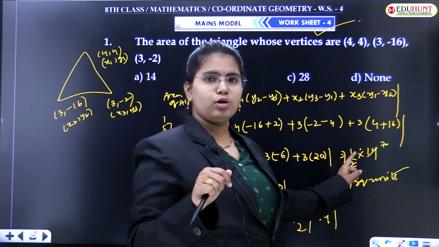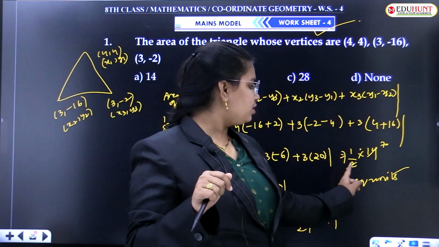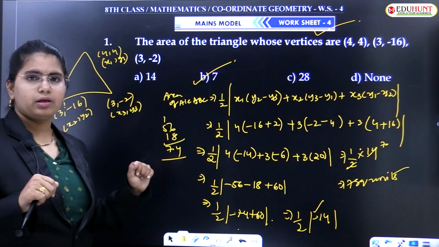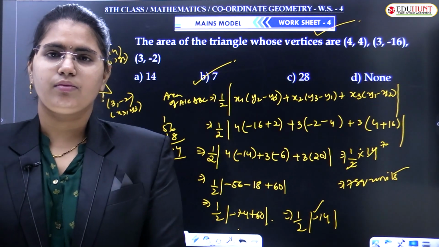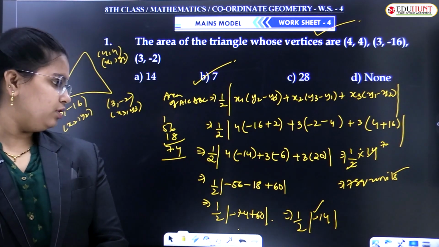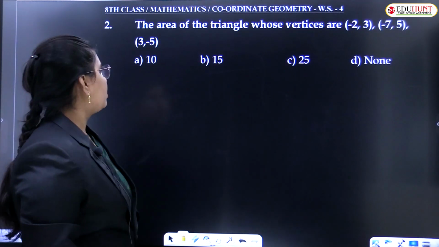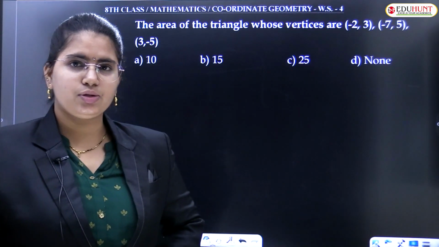So just cancel it out, 14 is cancelled 7 times. So 7 square units will be the answer, which will be option B. Correct? Can you see here? Which will be option B. Done? Understood this? Chalo. So we'll be getting back to the next one. So what is my next question? Just get back to the next question.